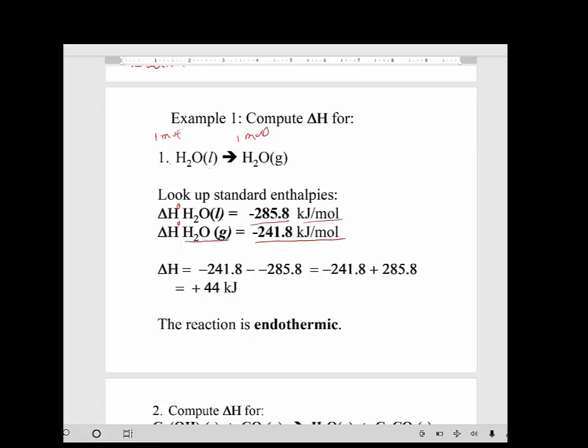Okay, so to get the answer, we take the enthalpy of the product, which is this, and subtract from it the enthalpy of the reactant, which is minus 285.8. So minus 241.8 minus a minus 285.8, we get a positive 44 kilojoules. I'll show you the units here: the coefficient is 1, so we're multiplying this by 1 mole and this by 1 mole. Moles cancel out, so the answer is going to be kilojoules. This is going to be an endothermic reaction because delta H is positive. Heat would be written on the reactant side of this equation.